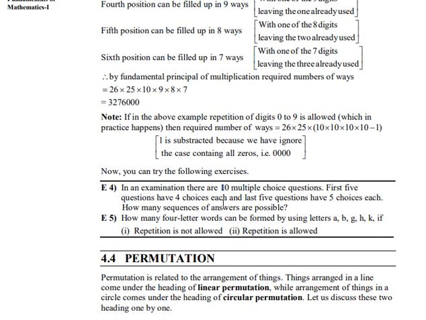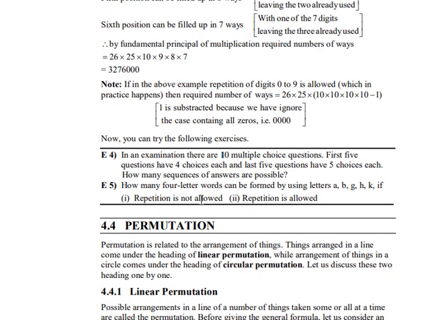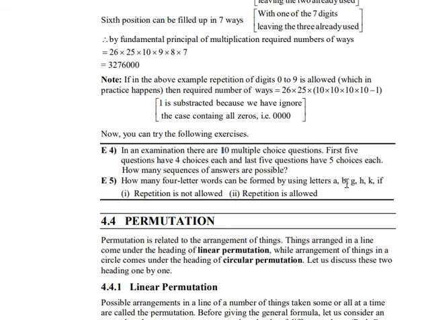Alright, now the second part is how many 4 letter words. So it is a 4 letter word, not a 1 letter word. So this implies the multiplication formula can be represented by using A, B, G, H, K if repetition is not allowed. So it would be 5 into 4 into 3 into 2. Since it's a 4 letter word, we'll start with 5 combinations. The first letter could be filled with A, B, G, H, K.